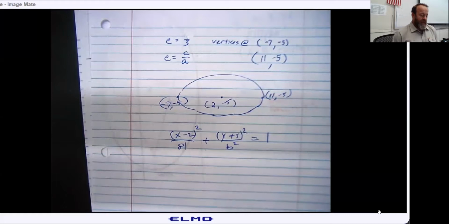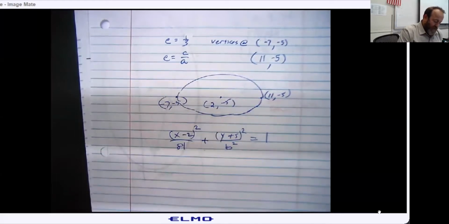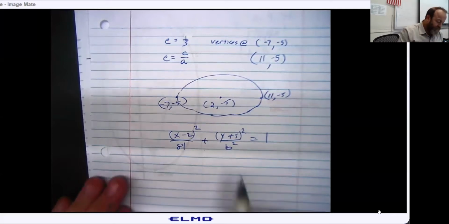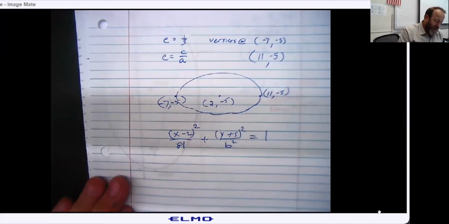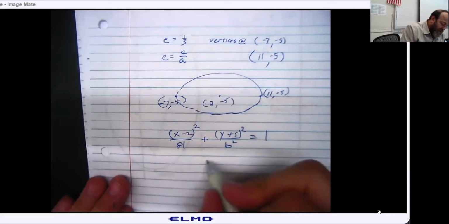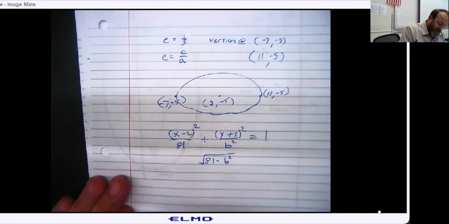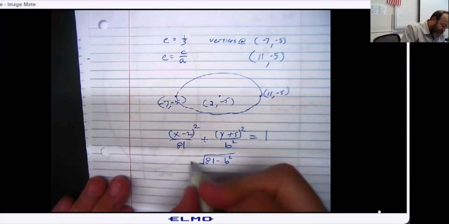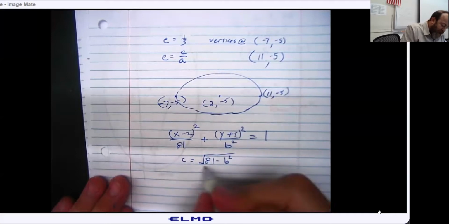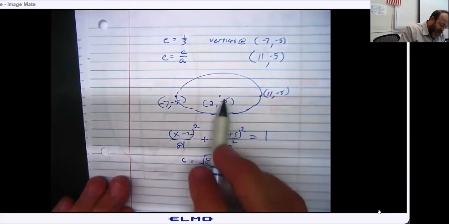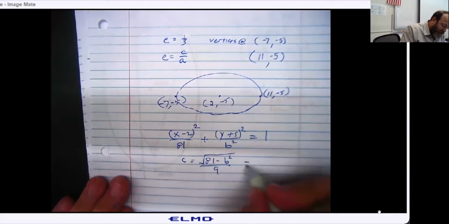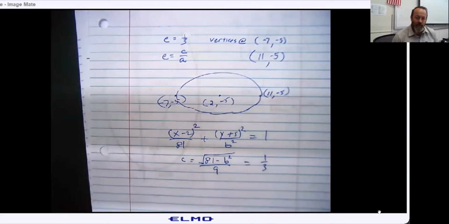But there's a couple of things that I know. I know that the eccentricity is 1/3. So let me see how I want to do this exactly the right way. Somehow, if I take these two things and I subtract them and take the square root, that's going to give me c. Okay, that's c. And a, of course, is this value right here, 9, and somehow that ratio has to be 1/3.